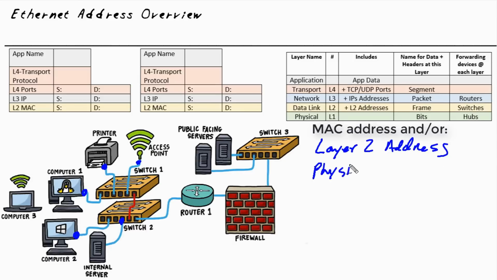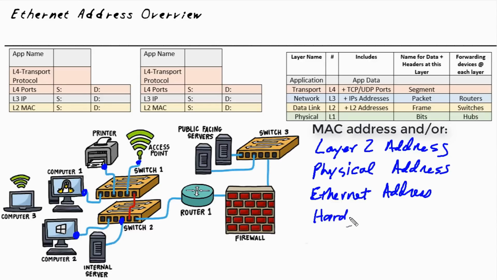That 12-digit address could be referred to as a layer 2 address, or a physical address, or an Ethernet address, or a hardware address. It's all referring to that 12-character number that's assigned to the network interface card.